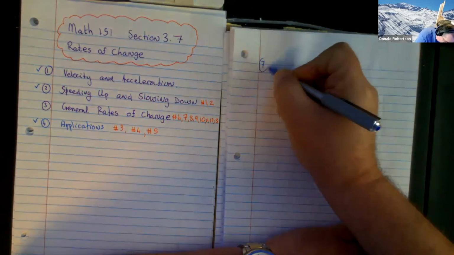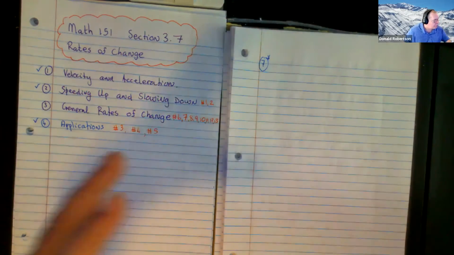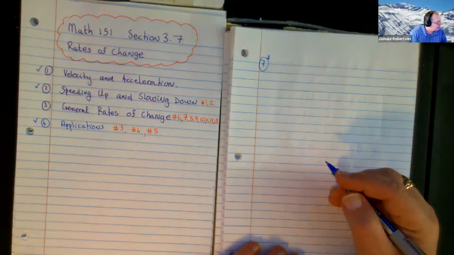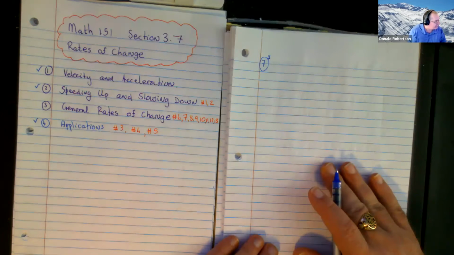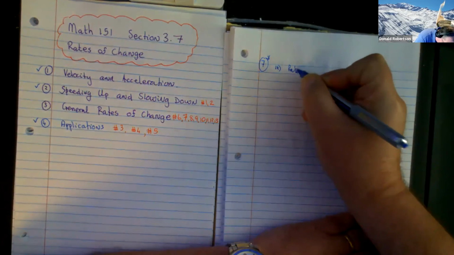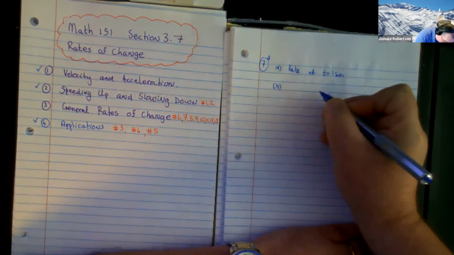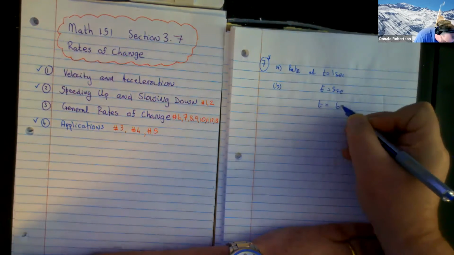Question 7 says a stone is dropped into a lake, creating a circular ripple that goes outwards, of course. And it goes outwards at a speed of 60 centimeters per second. Find the rate at which the area of the circle is increasing after each of the following. So in question 1, you're being asked to find the rate at t equals 1 second, and then 5 seconds, and then lastly, 6 seconds.